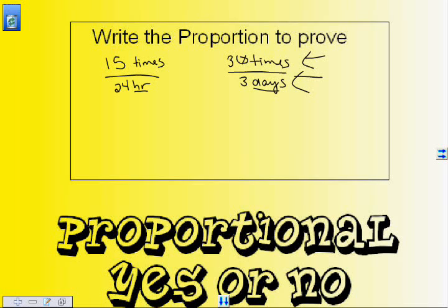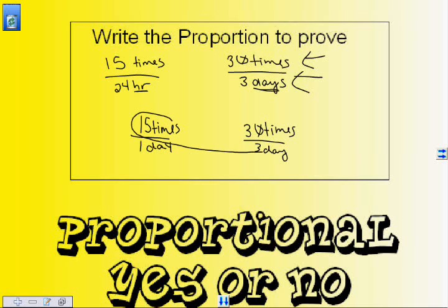So the first thing you're going to need to do is either change the hours to days or change the days to hours. I know that 24 hours is 1 day. So I think I'm going to do that one, and leave this one the same. You cannot do cross products until your numerators are the same unit and the denominators are the same unit. So now I'm going to go ahead and do this. 15 times 3 and 1 times 30.